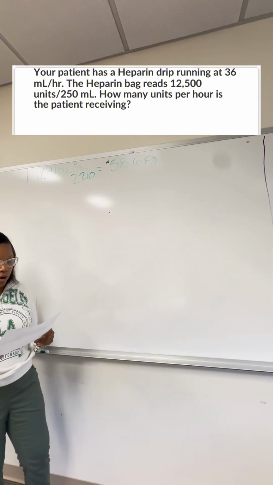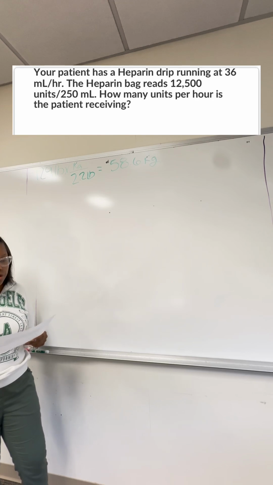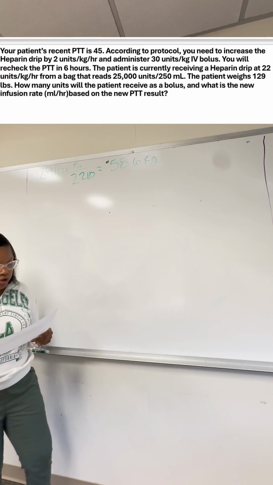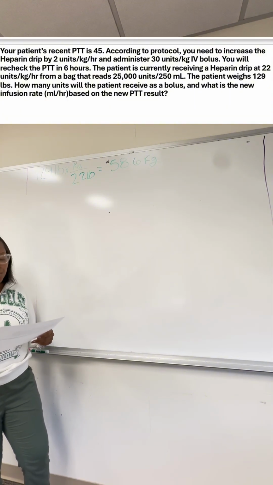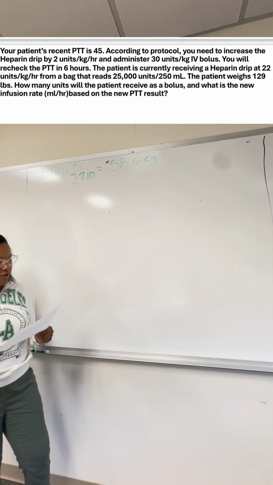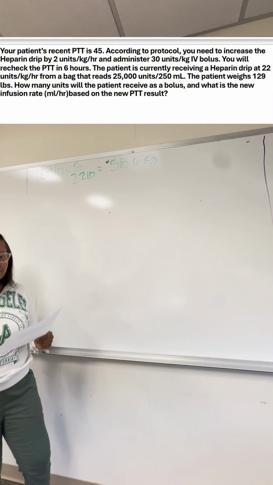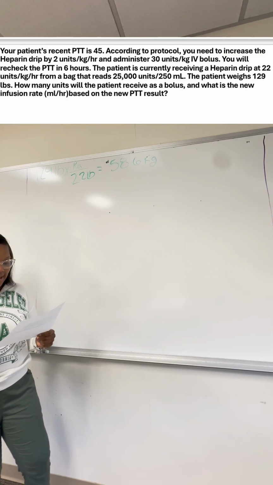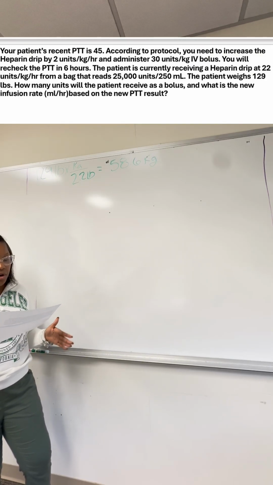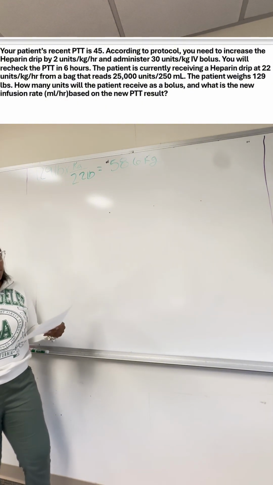The patient's recent PTT is 45. According to the protocol, you need to increase the heparin drip by 2 units per kg per hour and administer 30 units per kg IV bolus. You will recheck the PTT in 6 hours. The patient is currently receiving a heparin drip at 22 units per kg per hour from a bag that reads 25,000 units per 250 mLs. The patient weighs 129 pounds. So the question is, how many units will the patient receive as a bolus? And what would you set the pump to in mLs per hour?